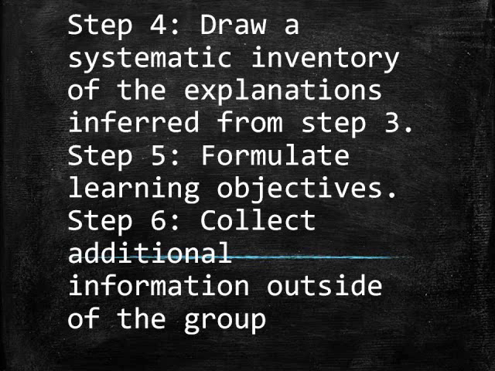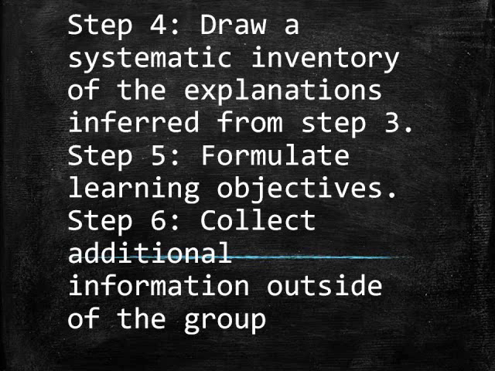In step 4, the group will then draw a systematic inventory of the explanations inferred from step 3. So they'll take a look at the plausible explanations, and they will take a look at the far-fetched ones. Now, they'll never get rid of the far-fetched ones, but they'll focus on the plausible ones. The far-fetched ones may come in handy later because maybe it ends up that they're the best answer.